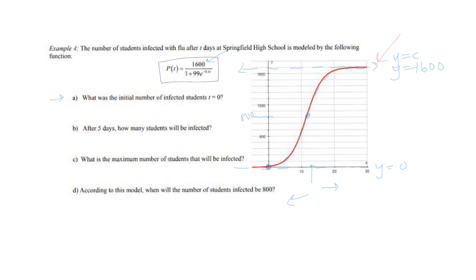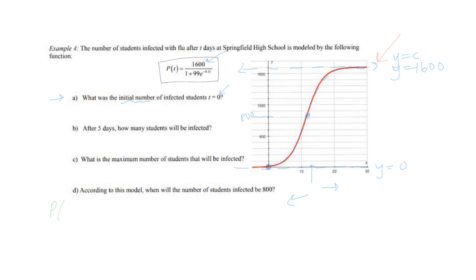All right, and now I'm going to show you how to answer some of these questions here. These are typical questions that we could ask with logistic functions. The first one: what is the initial number of infected students? So we would plug in t equals 0. I'm going to do the work down here.